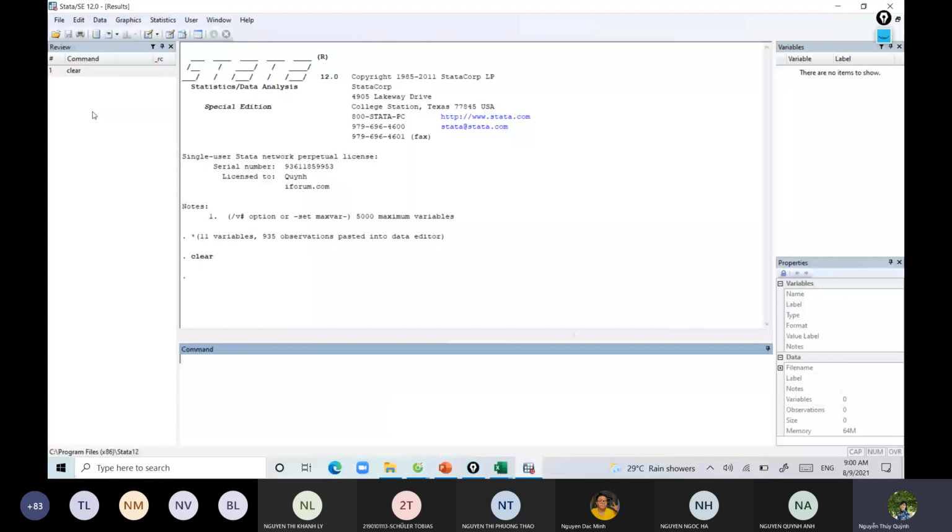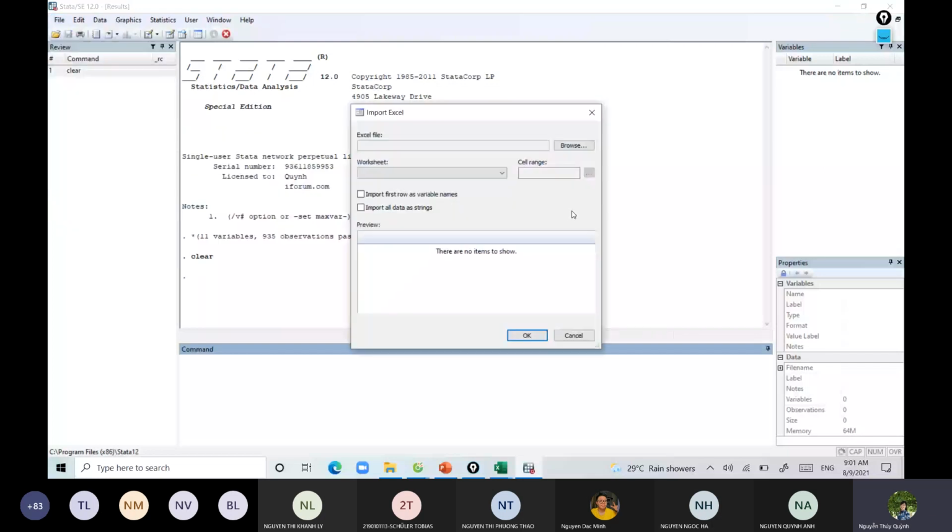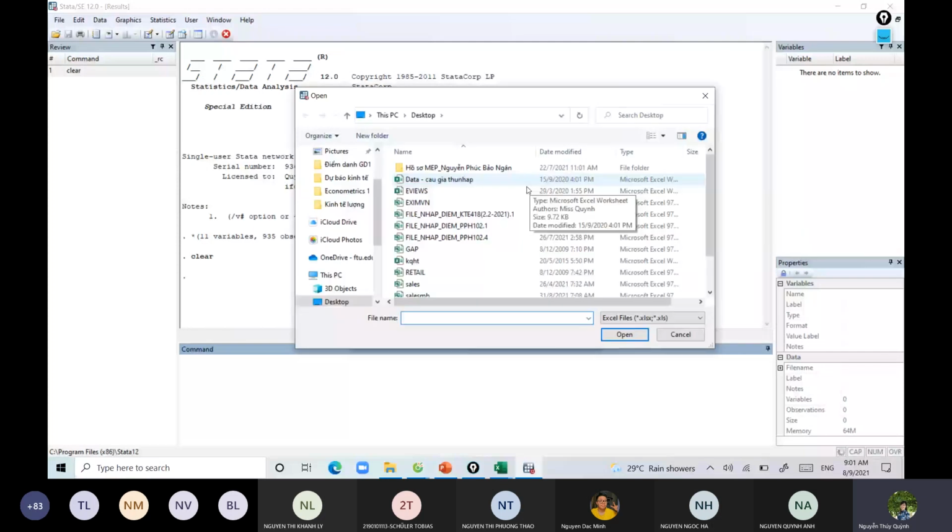Now, the second way, you will go to File here. We have the option of import. You can import the data in many different formats, and you can use an Excel spreadsheet. That is the most common way to store data. All right, we choose Excel spreadsheet. And now a dialog is open here. We will click to browse and show Stata where you put your data. Here, I put my data file on the desktop.